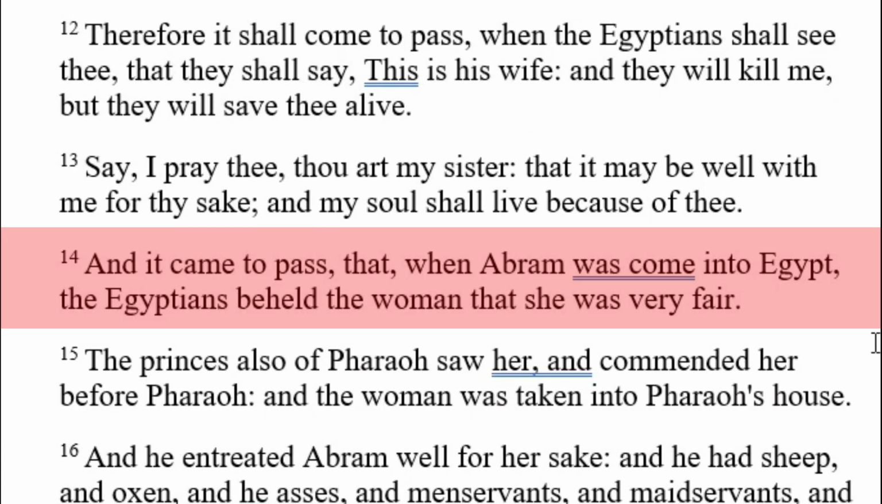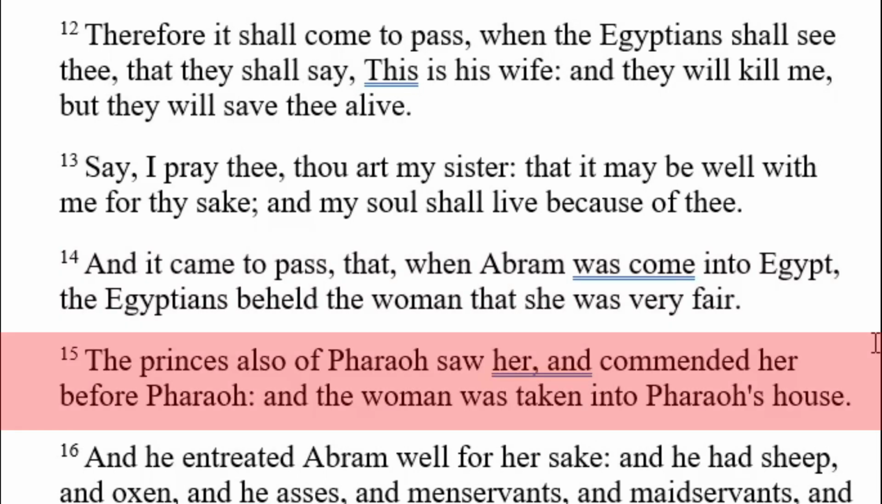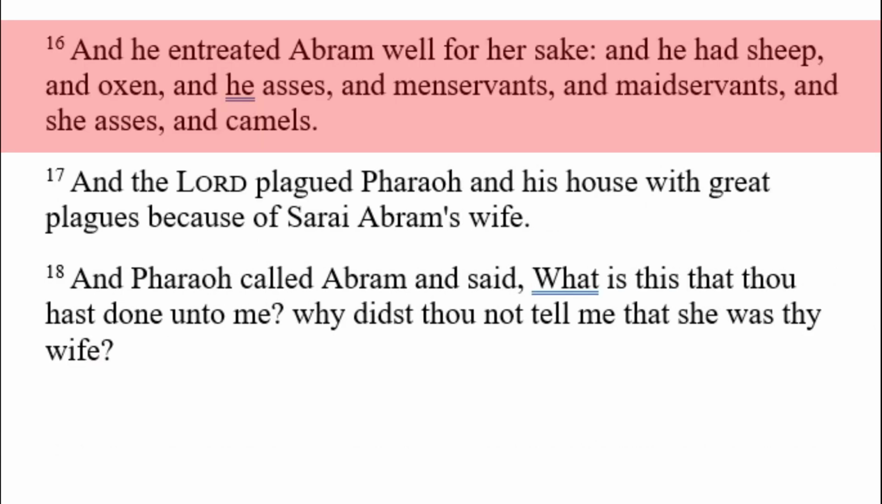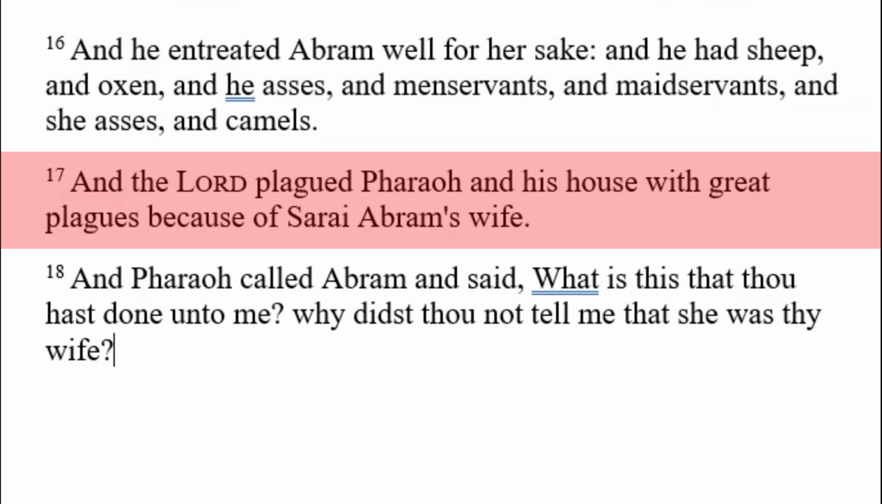And it came to pass, when Abram had gotten into Egypt, the Egyptians saw the woman, and that she was very fair. And the Pharaoh's princes saw her, and they commended her, telling Pharaoh about her. And the woman was taken into Pharaoh's house. And he entreated Abram well for her sake, and he had sheep and oxen and he-asses, and men-servants and maidservants and she-asses and camels. And the Lord plagued Pharaoh and his house with great plagues because of Sarai, Abram's wife.